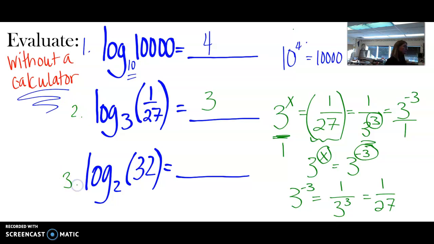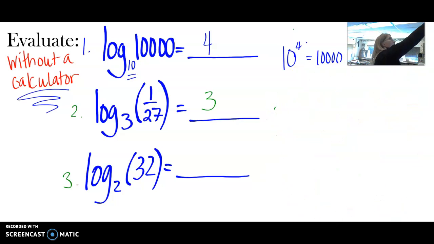Call this number 3. Try to figure out what the value would be there. You can pause the video and come back. I'm going to rewrite this though. 3 to the x was equal to 3 to the negative third.